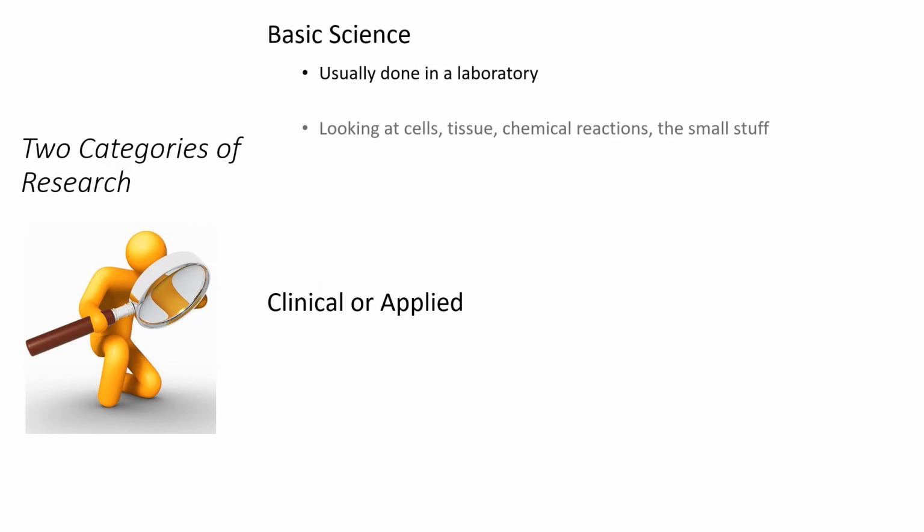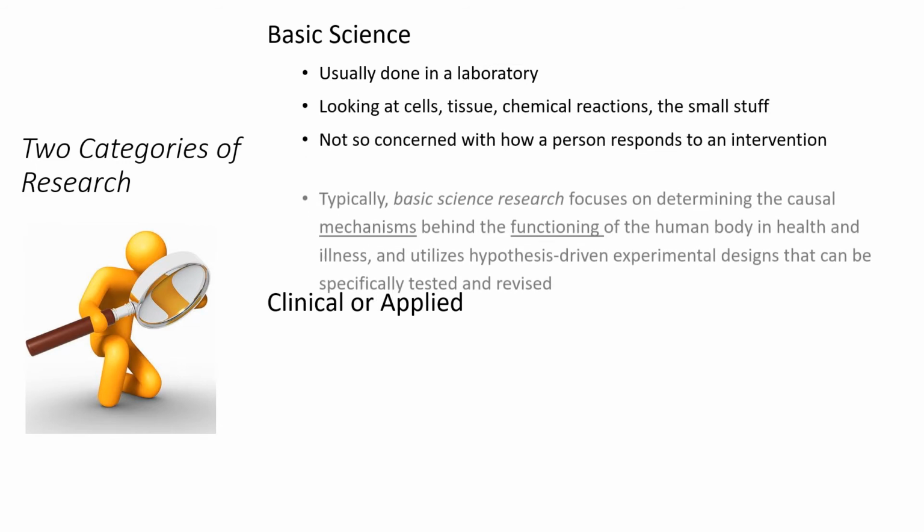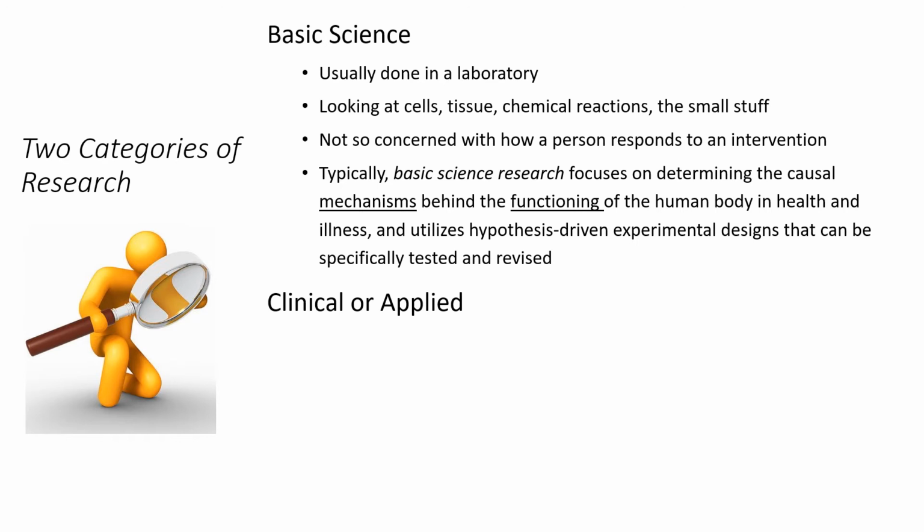So when we're talking about basic science, it's things that are usually done in a laboratory. We're looking at cells and tissues. It's petri dish stuff, right? It's looking through a microscope. It's really about the small stuff. We're not so concerned in basic research with how a person responds to an intervention. Again, it's really about tissue, chemical reactions, electrical reactions, the small stuff. So typically, basic science research focuses on determining the causal mechanisms behind the functioning of the human body in health and illness. And it utilizes hypothesis-driven experimental designs that can be specifically tested and revised.